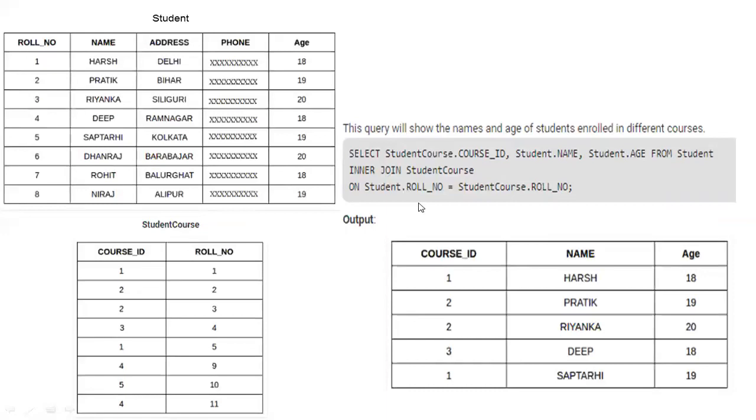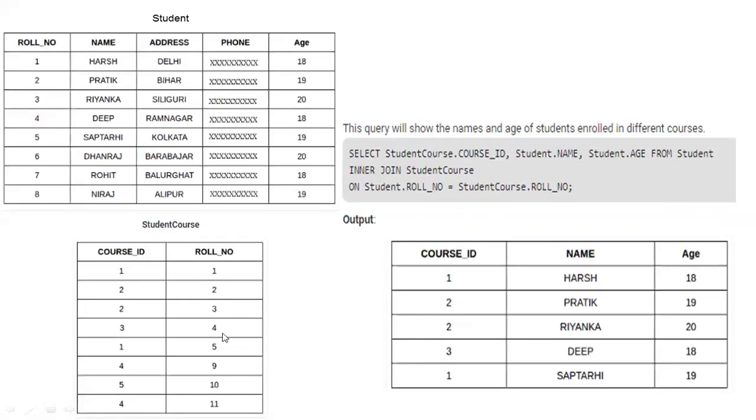We'll be seeing one more example also. Here you can see the course ID is the first attribute, then name and age from the student table. This is what you are going to display. This result is displayed based on the matching condition. So here the course IDs are 1, 2, 2, 3, 1. Whatever course IDs are matching, those course IDs you are going to take, based on the roll number.